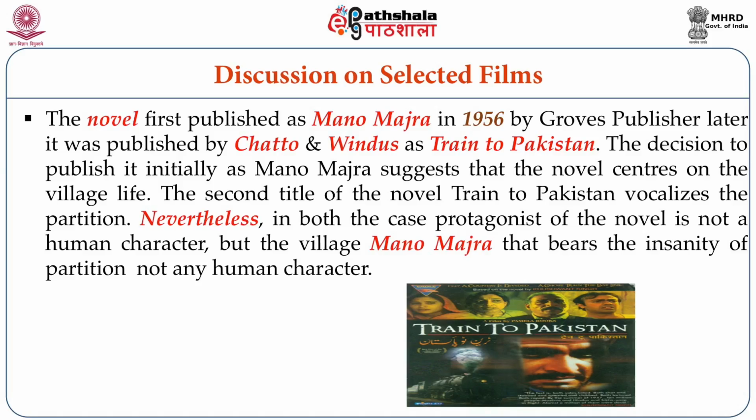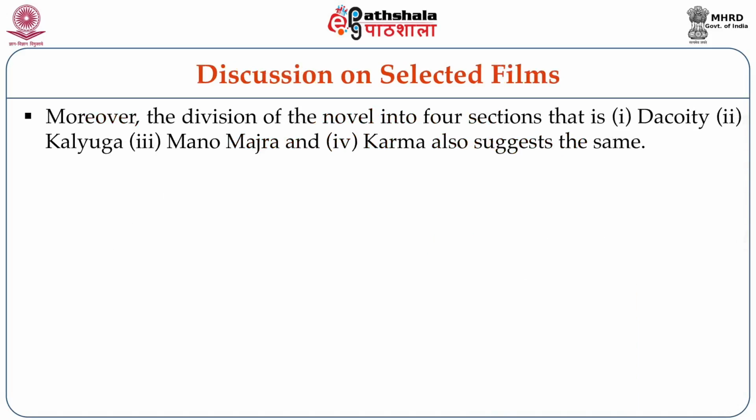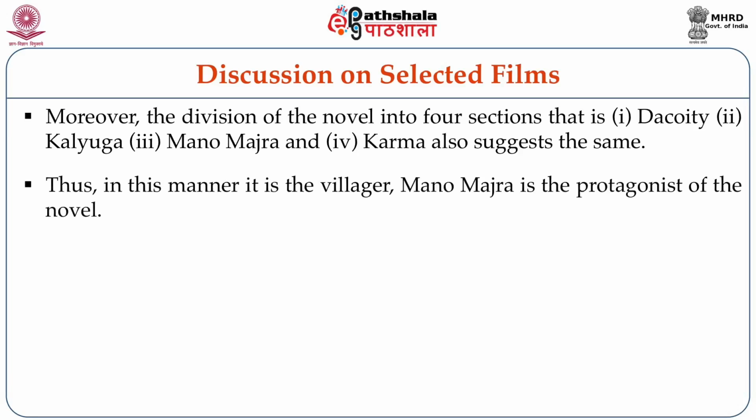The decision to publish it initially as Manu Majra suggests that the novel centers on the life of that village. The second title of the novel, Train to Pakistan, vocalizes the partition. Nevertheless, in both cases, the protagonist of the novel is not a human character, or not a single human character, but the village Manu Majra that bears the insanity of partition. The division of the novel into 4 sections, Dacoity, Kaliyug, Manu Majra, and Karma, also suggests that it is the history of the village. And in this manner, the village Manu Majra becomes the protagonist of the novel.